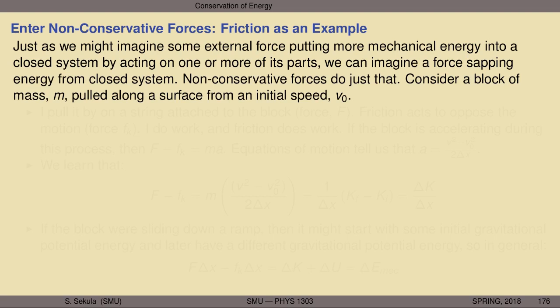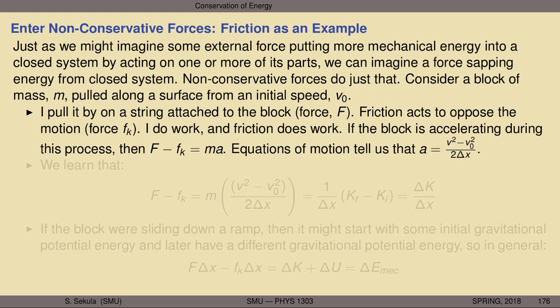So let's consider a block of mass M that's pulled along a surface. Okay, and it's accelerated up to some initial speed V0, but it may continue to accelerate after that depending on the net force acting on the object. All right, so let's say I pull on that block by using a string attached to the block, and I exert a force F. Now, at all times, friction will act to oppose the motion.